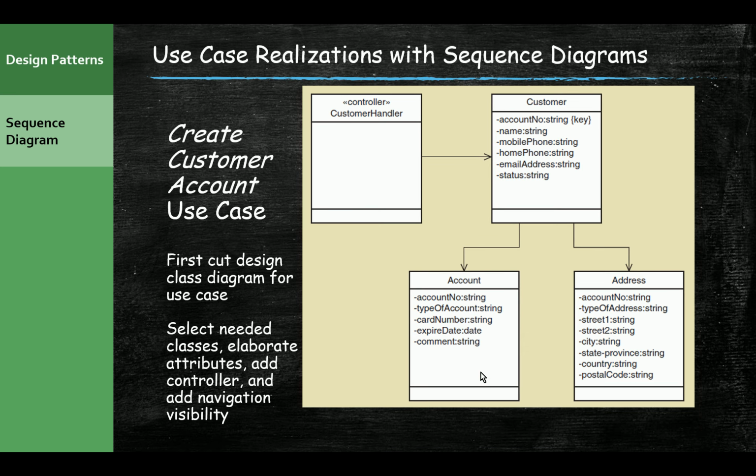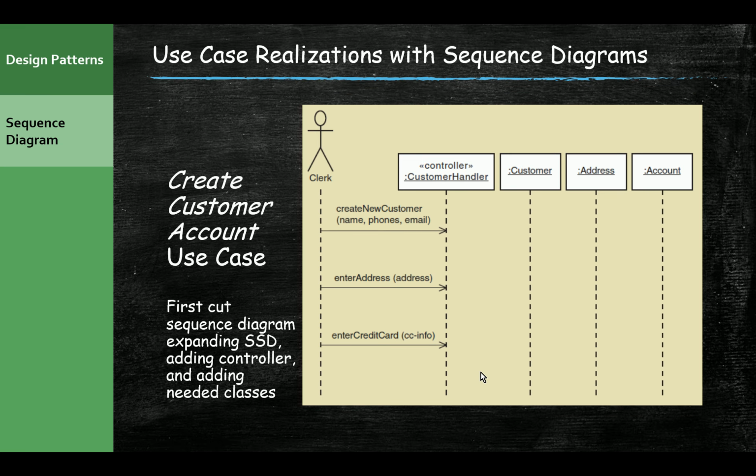So here we've got our controller, the customer handler controller class. We have the customer class itself, and then the customer class has an account and an address subclass. So account and address are subclasses or inferior to the customer class, or subordinate to, rather.